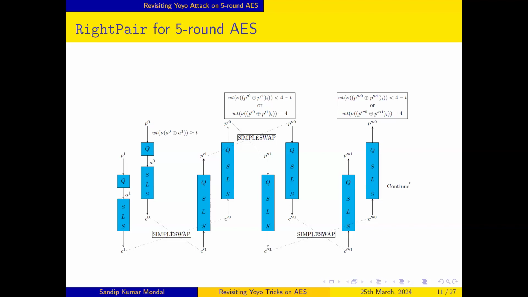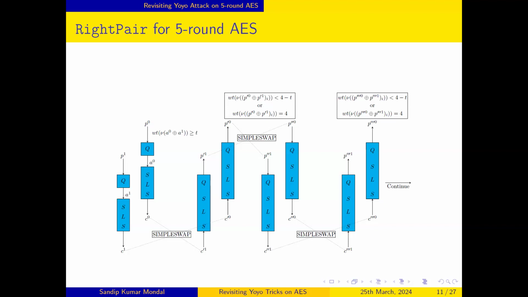So, if this satisfies the condition, and it satisfies that condition every time, then we take this as a right pair. And if the condition breaks, so if the weight is either 4 minus T or greater than 4 minus T, then this is a wrong pair. So in the next slide, how do we find the wrong pair?